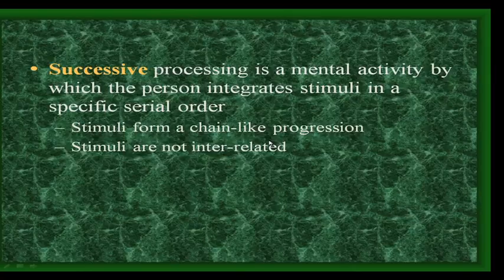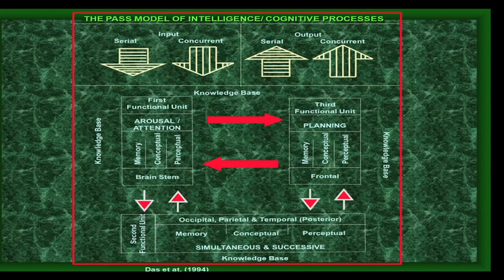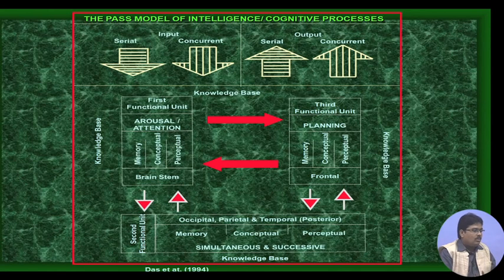The stimuli form a chain-like progression. You expect that yes, 2 comes after 1, 3 comes after 2. So, there is a natural expectation. It is a chain of events. Stimuli are not interrelated, but we remember them in an order. This shows the whole PASS theory of intelligence, and these are different zones.